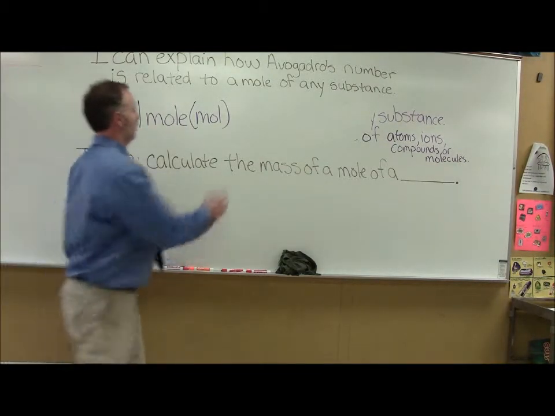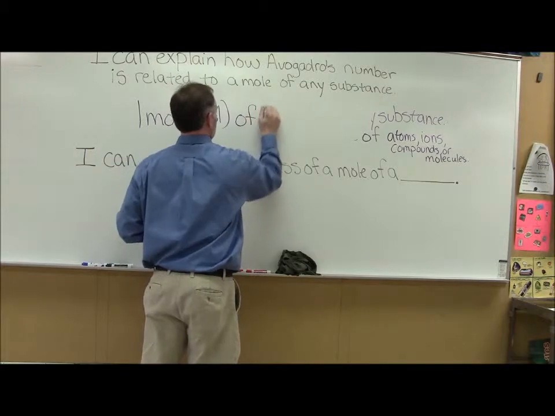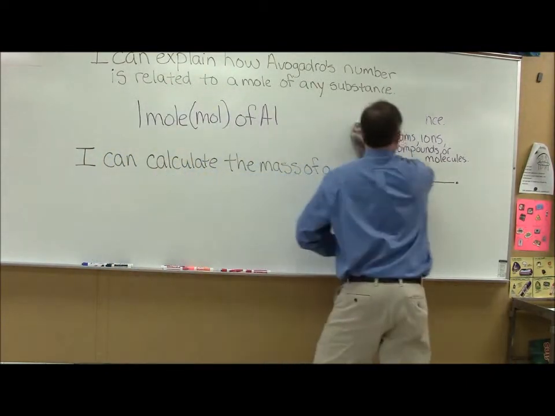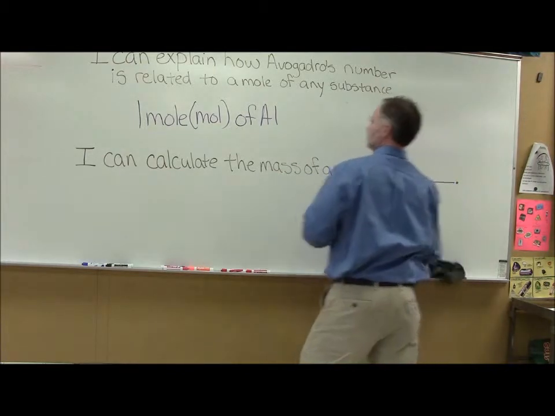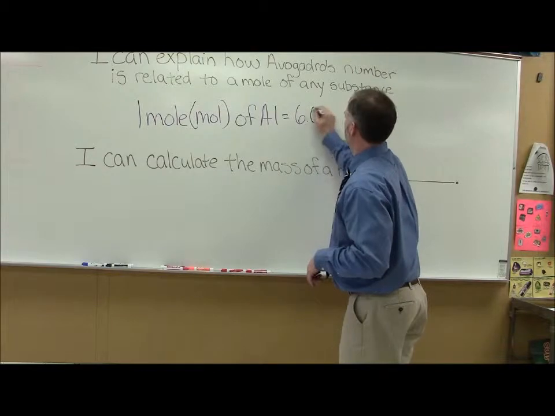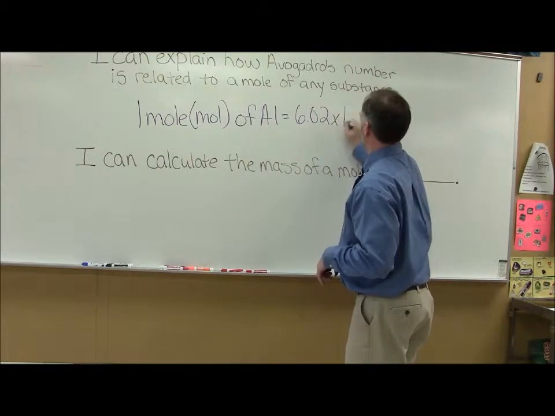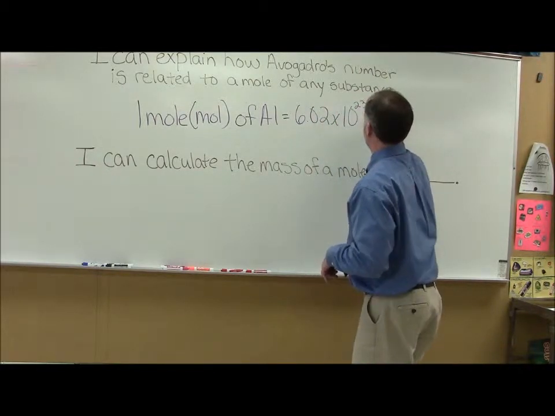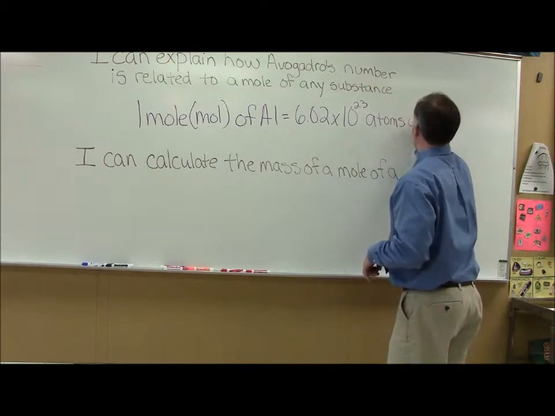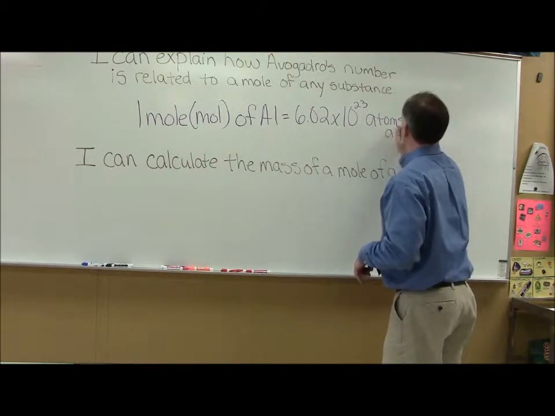Okay, 1 mole of aluminum equals 6.02 times 10 to the 23rd atoms of aluminum.